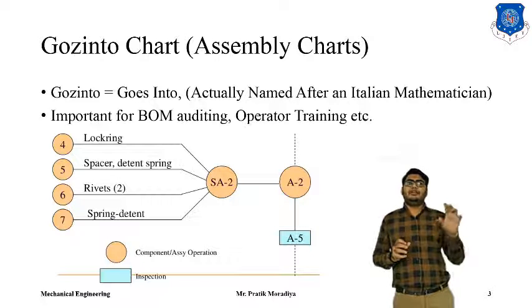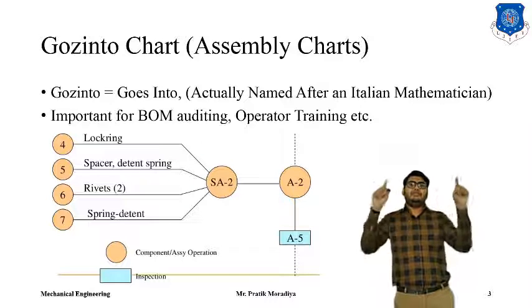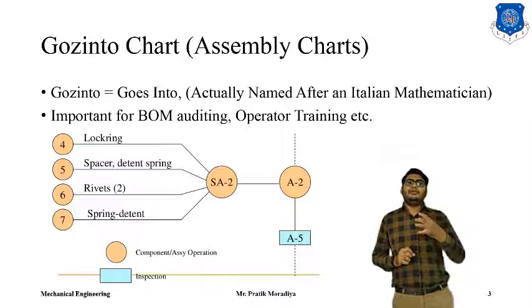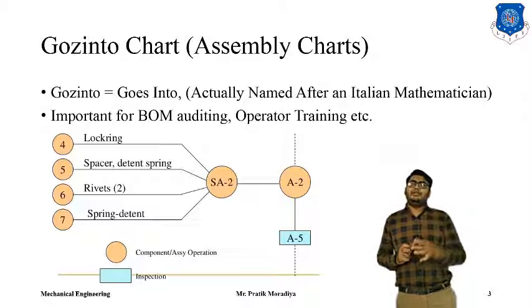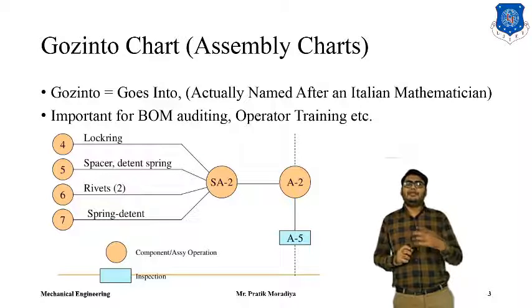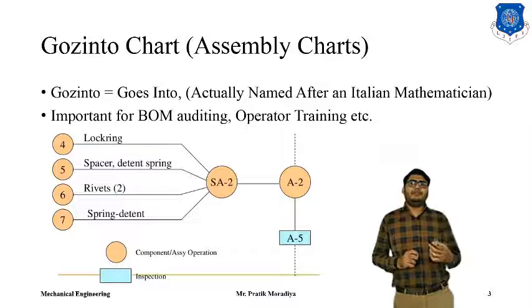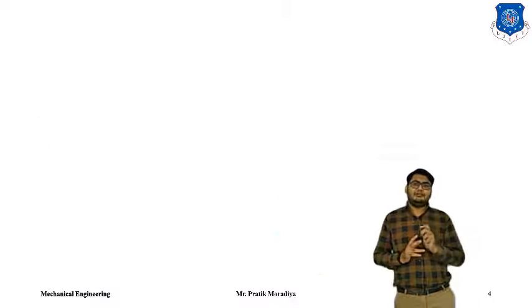Okay, so this is another level of assembly, and after that we are performing an operation which is mentioned in the rectangle. That operation A5 is a process of inspection to make sure that all the steps before it are performed very efficiently, and there are not any mistakes or any wrong part or defective part in our assembly. So this is the basic concept of a Gozinto chart. It is very simple but very effective.